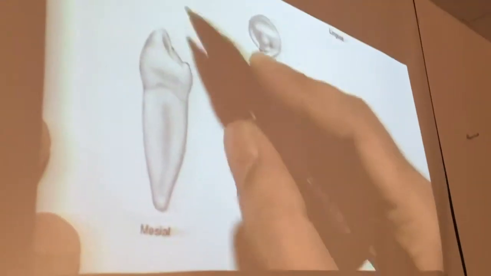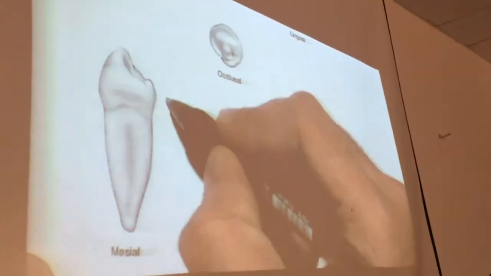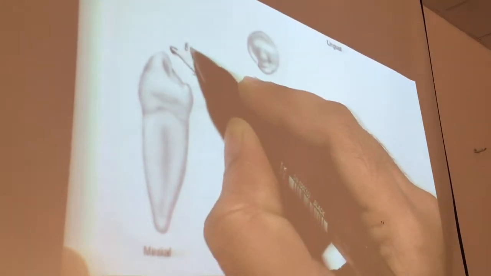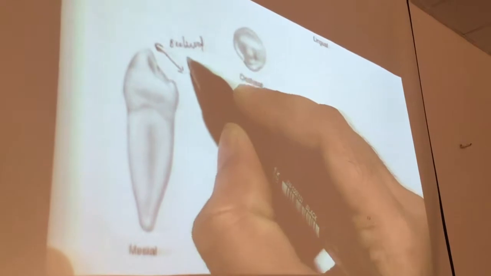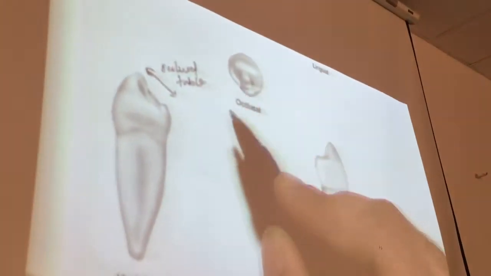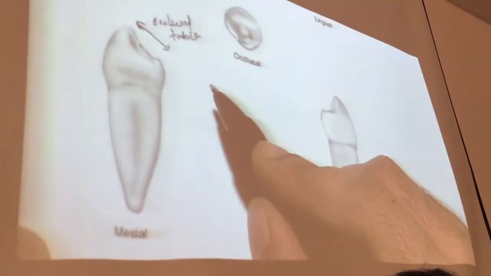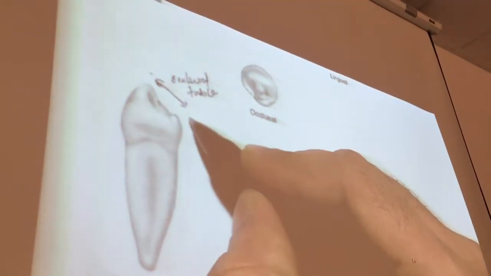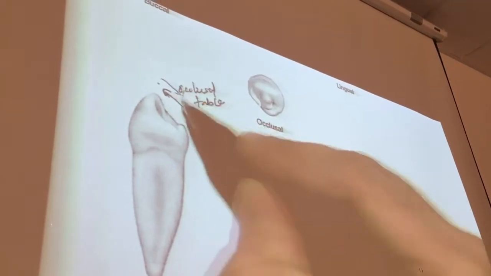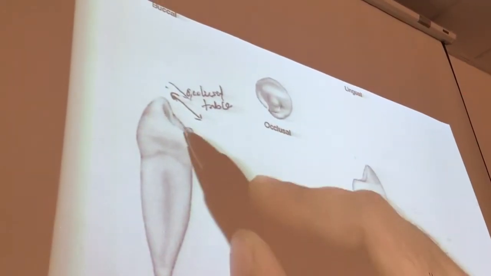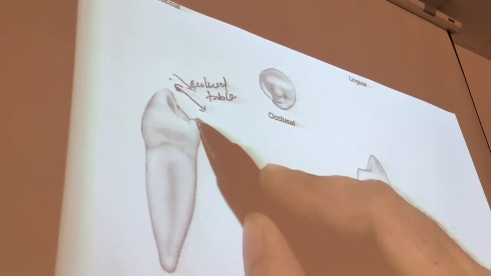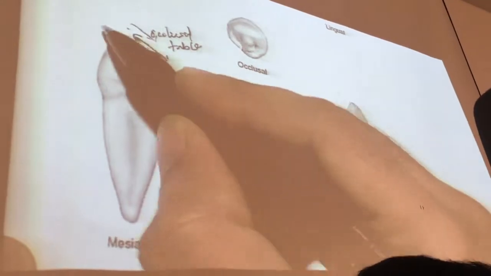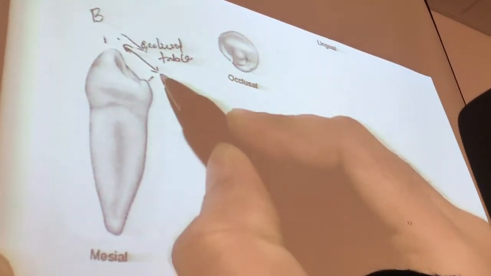in spite of the cusp, we have something called an occlusal table. Okay, what's the direction of the occlusal table? It is tilted towards the lingual side, right? In this direction. And we have something called the lingual cusp tip. Small lingual cusp. We have a buccal cusp and a small lingual cusp.